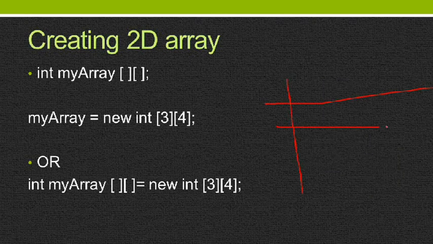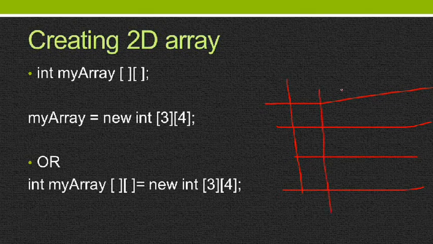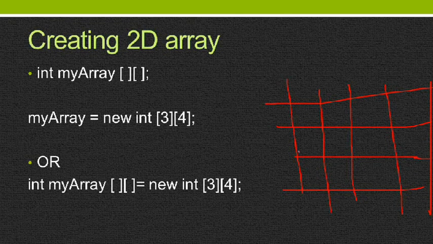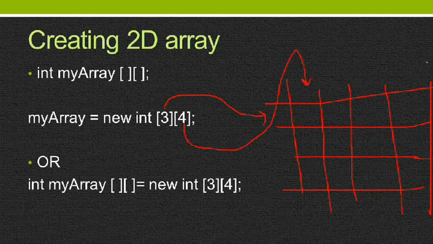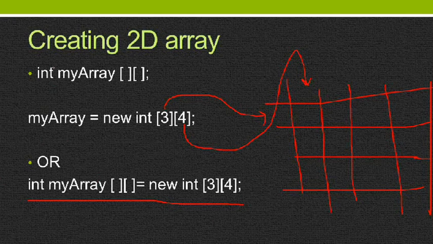Three rows, 4 columns. This is a 2D array with rows. This index is for rows, and this index is for columns. Alternatively, we may use the syntax int myArray equals new int 3 4. This can be also used instead of writing 2-line code.